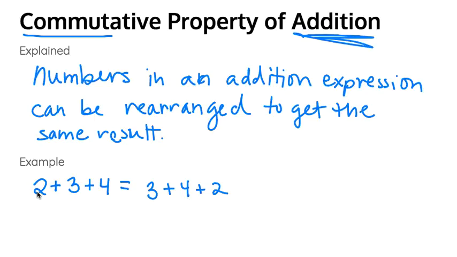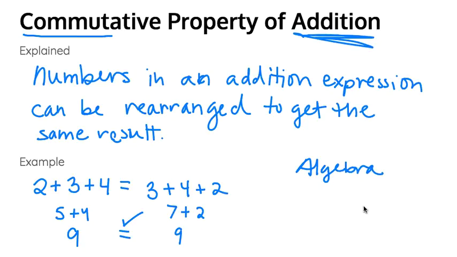So if I followed the order of operations and worked left to right, I would get 5 plus 4, which equals 9. On the right-hand side, if I worked left to right following the order of operations, I would get 7 plus 2, which is 9. Those are equal. Commutative property, the numbers move. For an algebra example, 6 plus a plus 1 would equal 1 plus a plus 6. And we'll talk soon about actually combining those. But for now, as long as you have all addition, you can move everything around.